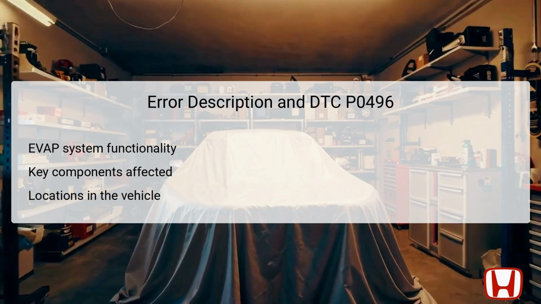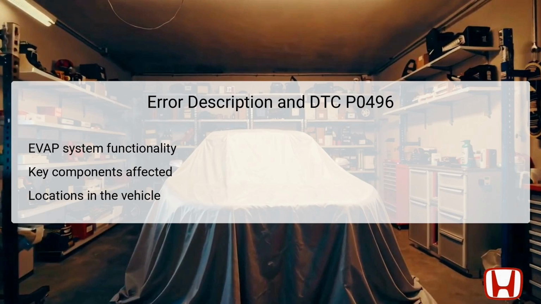The EVAP system in the Honda Civic includes crucial components such as the evaporative canister, purge valve, vent shut valve, and fuel tank pressure (FTP) sensor. The evaporative canister stores fuel vapors from the fuel tank to prevent them from being released into the atmosphere. The purge valve allows these stored vapors to be drawn into the engine for combustion. The vent shut valve controls the intake and release of air within the system, ensuring it operates effectively.